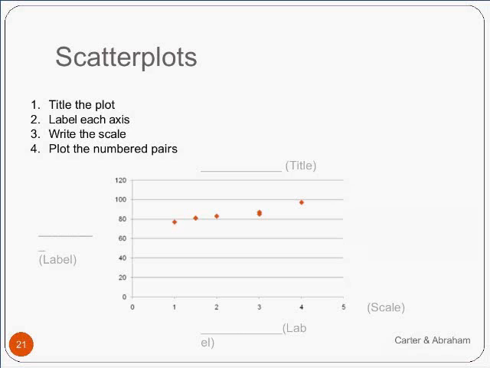The next example combines what Heidi mentioned earlier about task analysis, as well as providing organizational support. I don't know if students use Excel to do scatterplots or if they do some on graph paper, but this is just a simple way. We have the steps of the process: write the title of the plot, label each axis, write the scale, and then plot the number pairs.